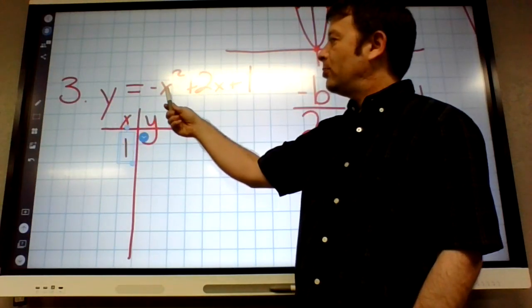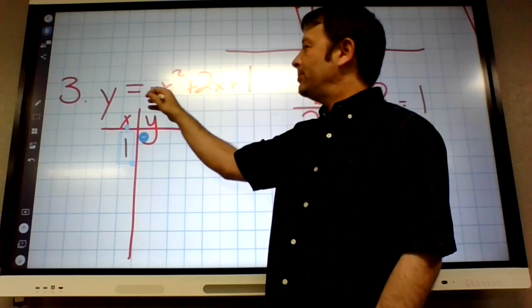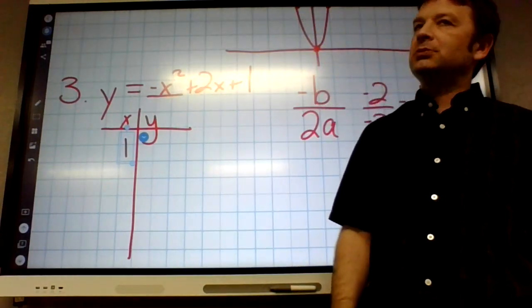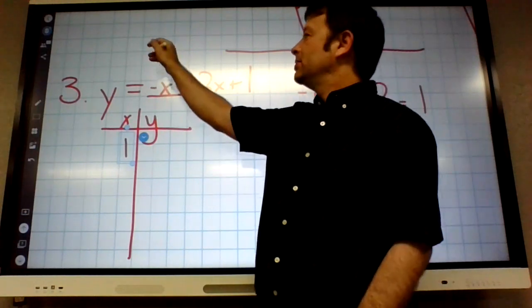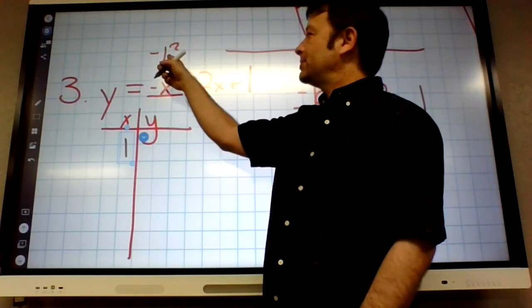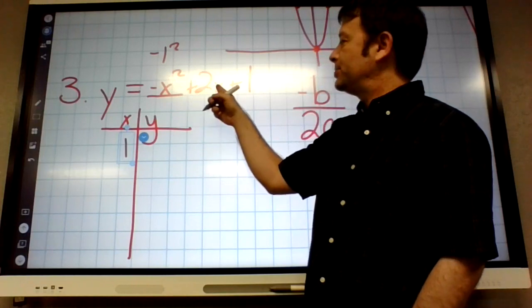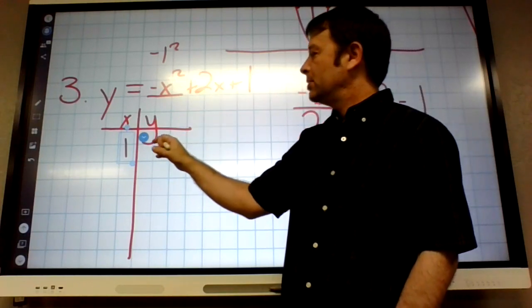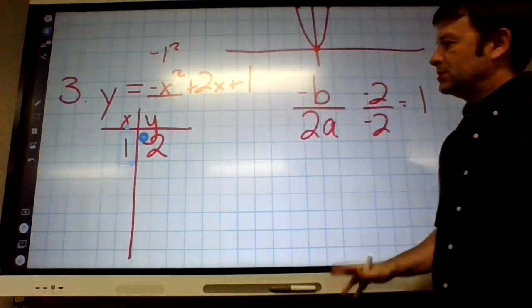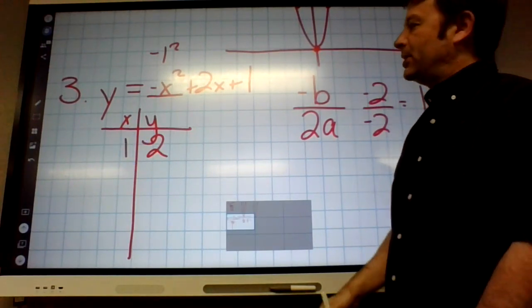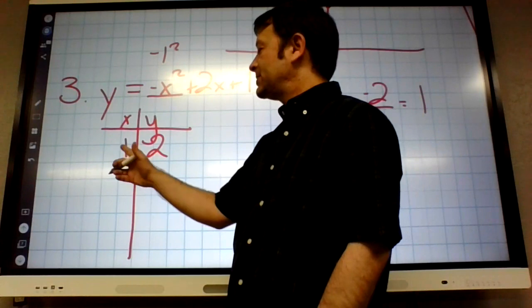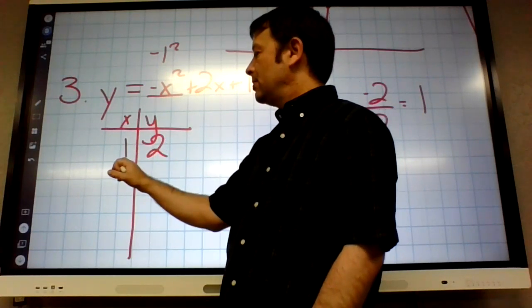If I plug in 1, is this first term going to be negative 1 or positive 1? It's going to be negative 1, because the negative is not squared. So that's actually a negative 1. Negative 1 plus 2 is 1, plus 1 is 2. Okay, that's the vertex. What else should I plug in?